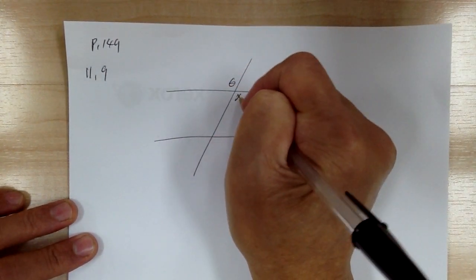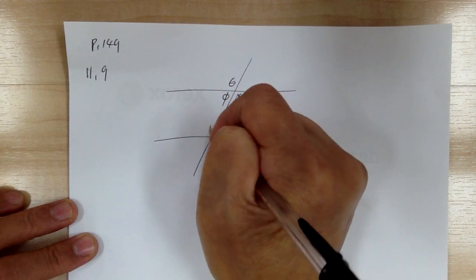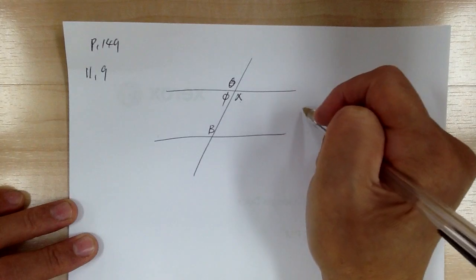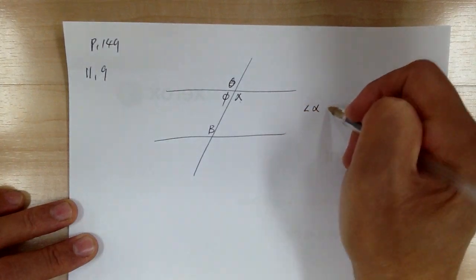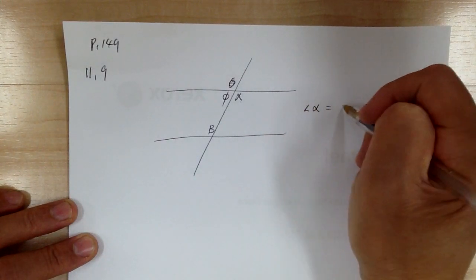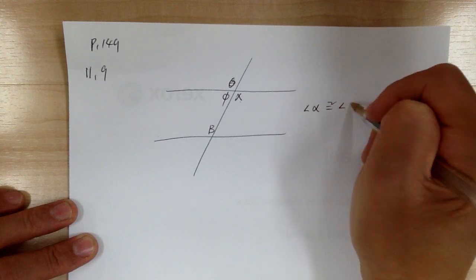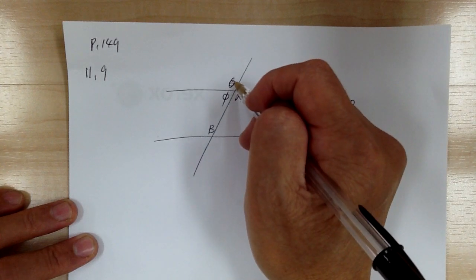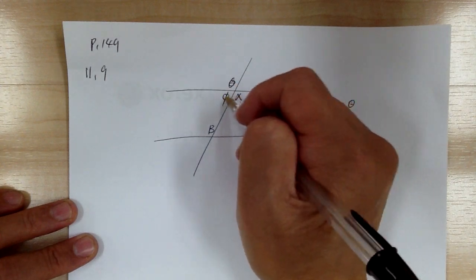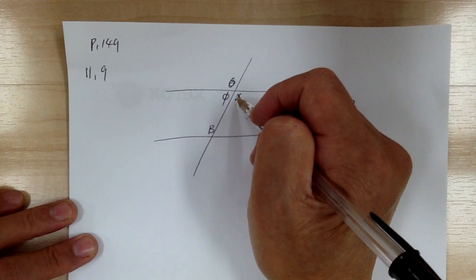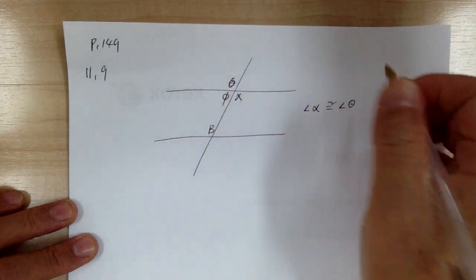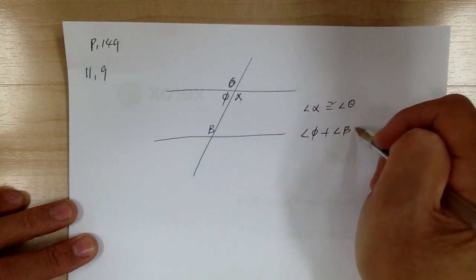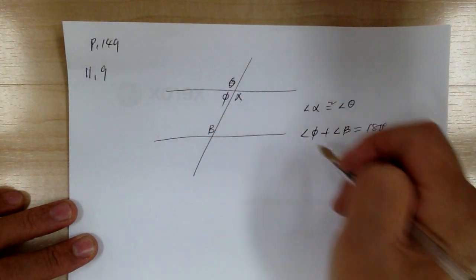So you have theta, alpha, phi, and beta. You need to recognize that vertical angles are congruent. So angle alpha is congruent to angle theta. Vertical angles are congruent, and the supplementary angles equal 180. The same side angles equal 180. So angle phi plus angle beta equals 180. Same side angle is 180.